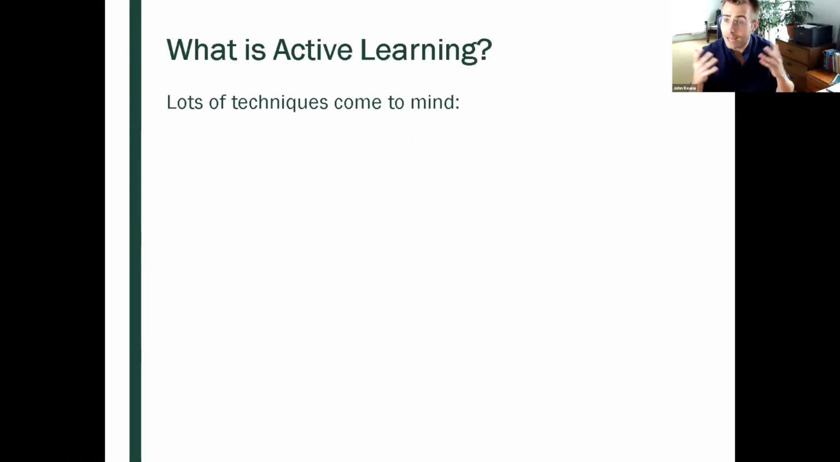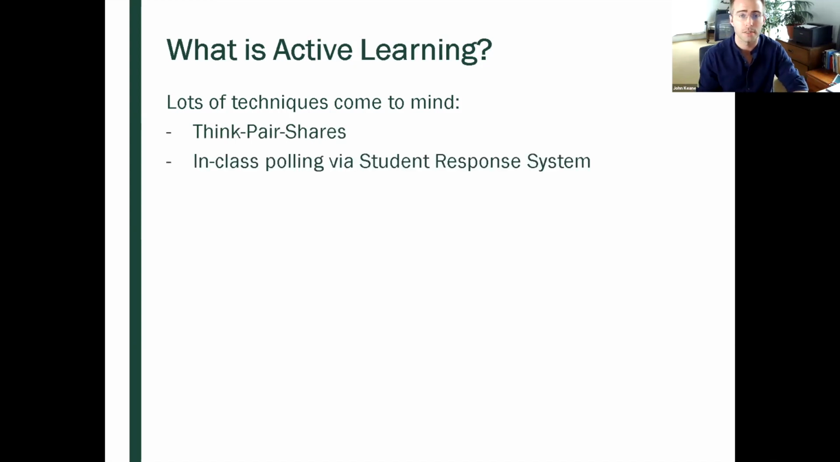There are certainly lots of techniques that come to mind for a bunch of instructors. Some techniques really do work pretty well in canonical large lecture hall settings. I basically only work in large lecture halls of 200 to 250 students at the introductory statistics level, and think pair shares can work in those situations. Lots of in-class polling via some student response system can be really valuable. Then there are other active learning activities that don't find as easy a home in those settings.